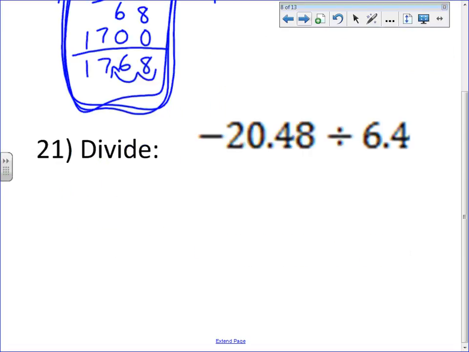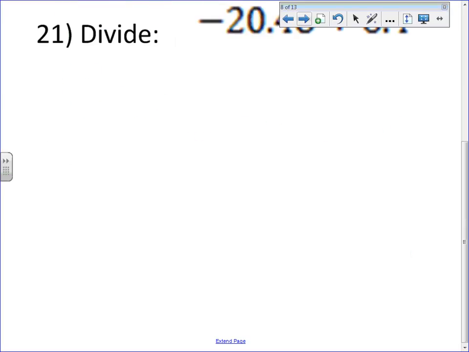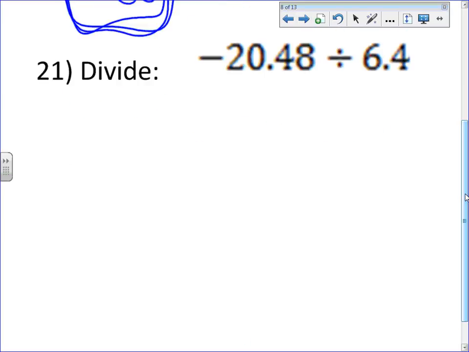The next one says divide. So when you're dividing decimals, you have to do the long division, just make sure you follow the rules. Negative divided by positive, negative answer. The first number goes inside the division house, or the division box. So 20.48 divided by 6.4.